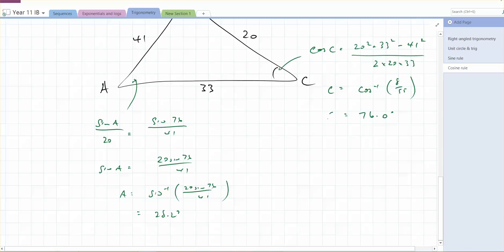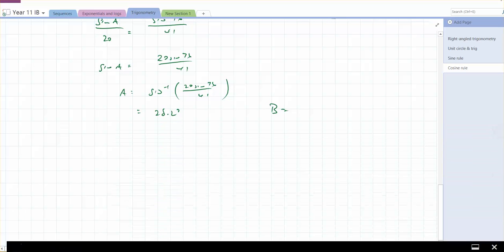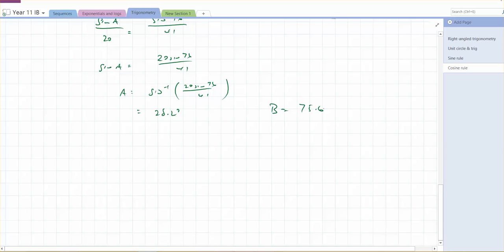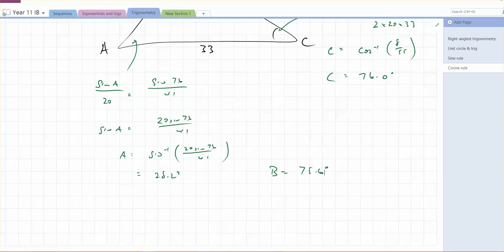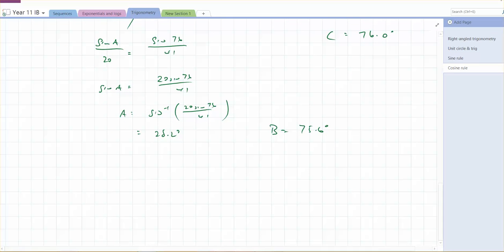And if C is equal to 76, then B must equal 180 minus the last answer, then subtract 76, and we get B to be 75.6 degrees. Two decimal places. So lots to do with those questions because they want you to find out more than one. Go to D. Just quickly have a look at D.